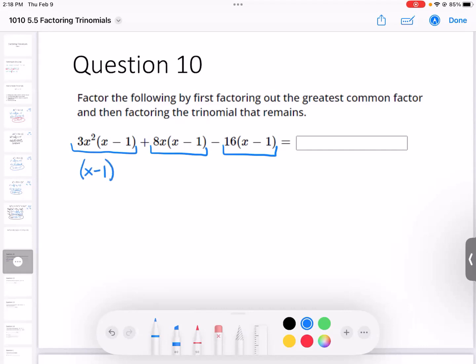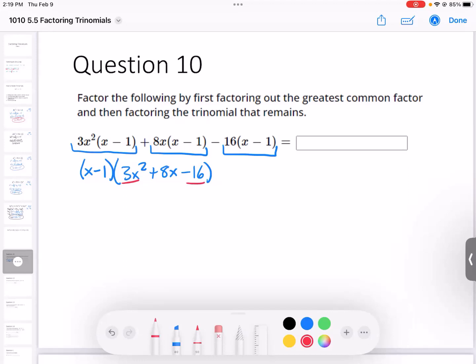And so I can factor that out and divide each of the terms by x minus 1, which will give me 3x squared for the first term, positive 8x for the second term, and negative 16 for the last term. And so that is in factored form, but it's not fully factored because the trinomial can be factored even more. So I'm going to see if I can factor this up into two more things that are multiplied together. And to do that, I'll use our trinomial trick that we learned today.